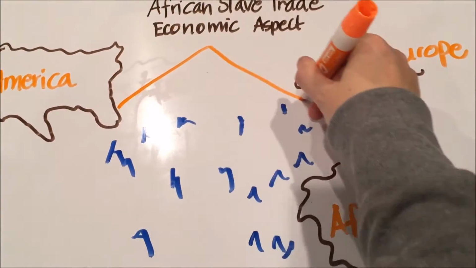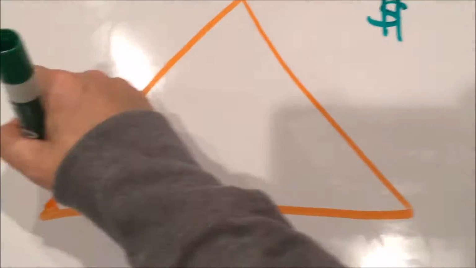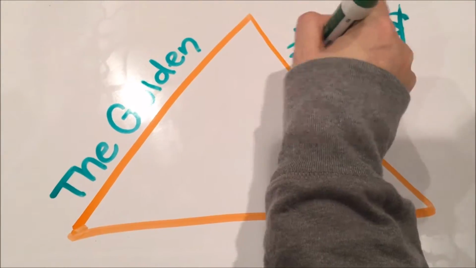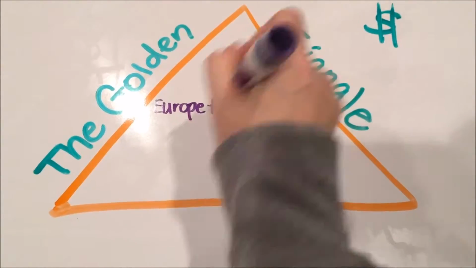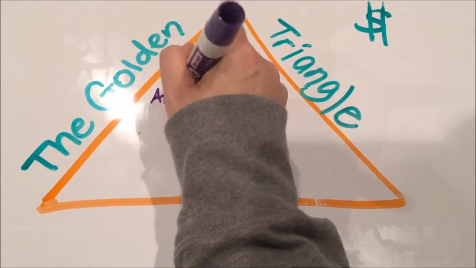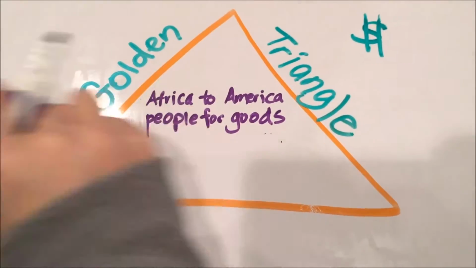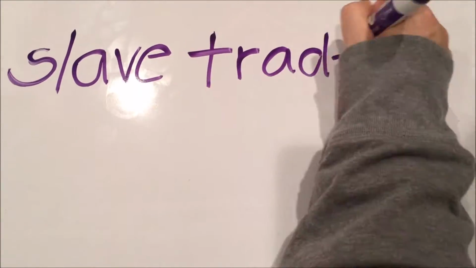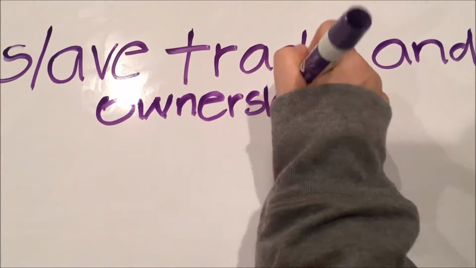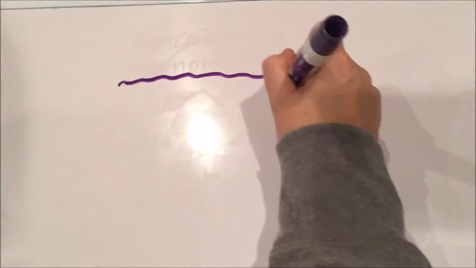The main economic aspect of the African slave trade actually has to do with America and Europe as well. It was the Triangle Trade Route, one of the largest trade routes at the time. The way it worked was the Europeans would trade goods in Africa for slaves, and then they would trade the slaves in America for goods, and the triangle just goes on forever. Basically, being an elite and being able to sell slaves made you rich.